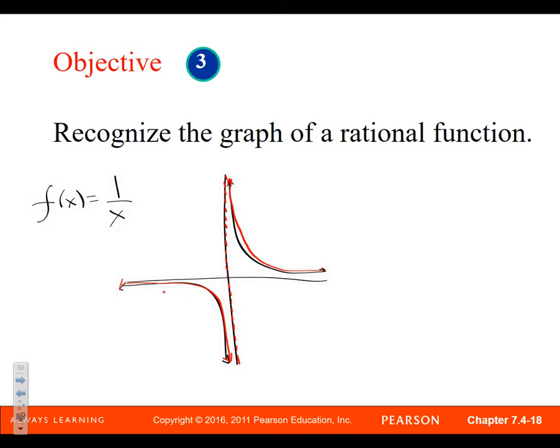So the function is getting really, really close to that. Infinitely close. Infinitesimally close. But it never crosses it. It never touches it. Okay? And the reason for that is because what would the value of x be at this line? It would be 0, right? And can we put 0 in the denominator of this fraction? No, because that would make it undefined. Does that make sense?